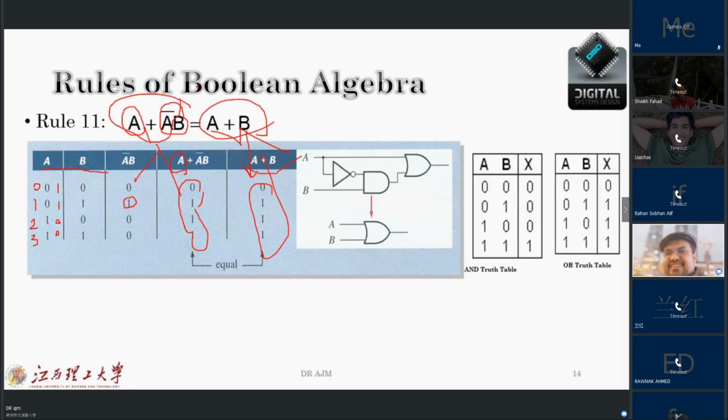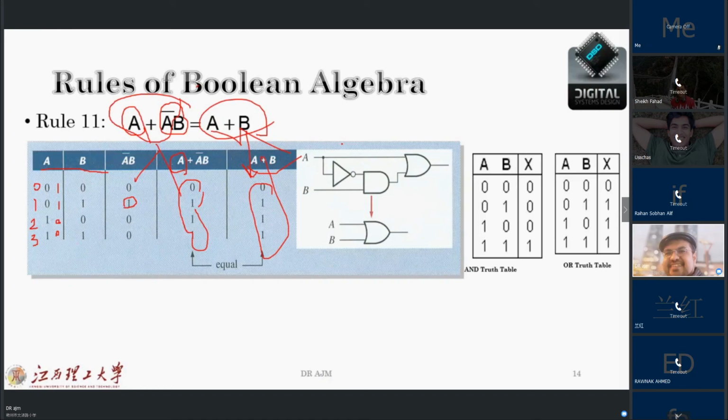I can also show it simply with gates. As you will see here, I implemented both this part and this part with gates, and you will see that it's very simple. The demonstration of rule number 11 in logic gates can help us when we want to simplify the gates.